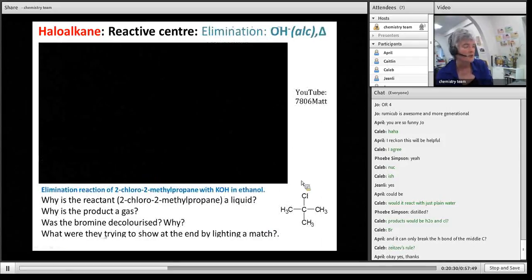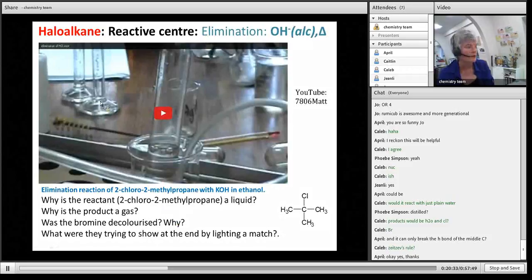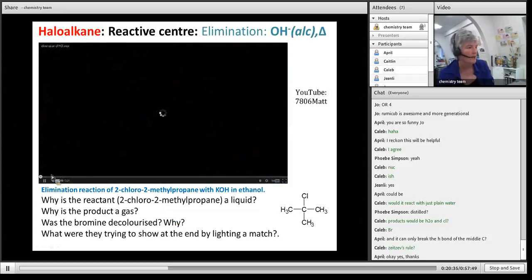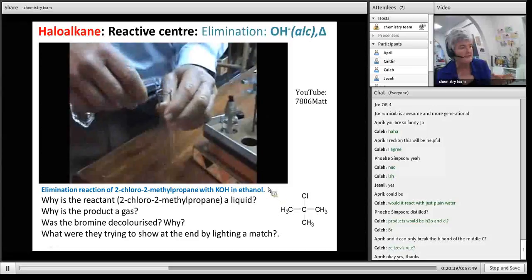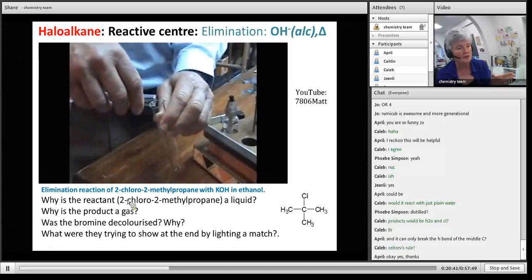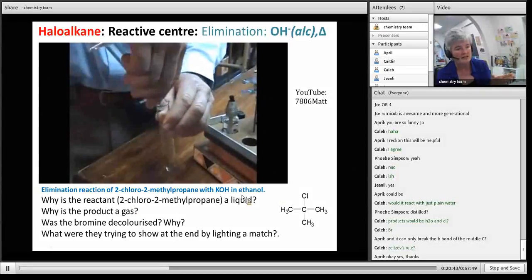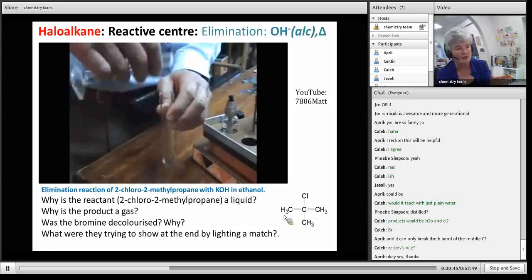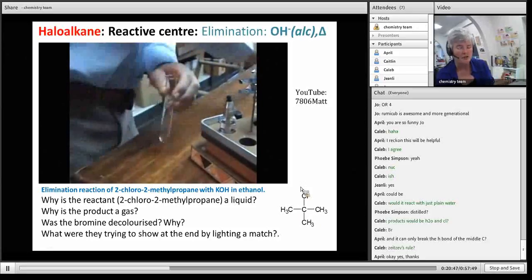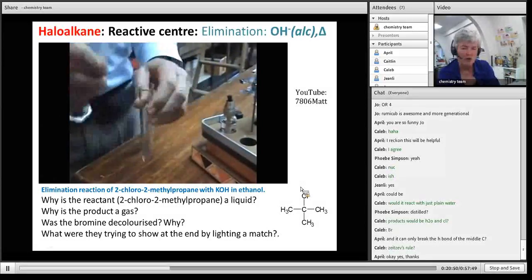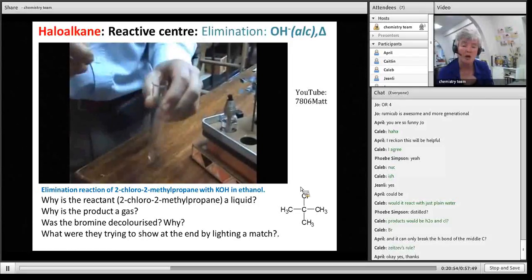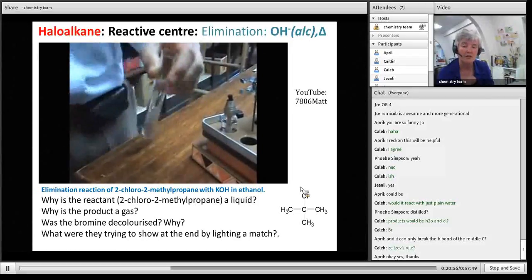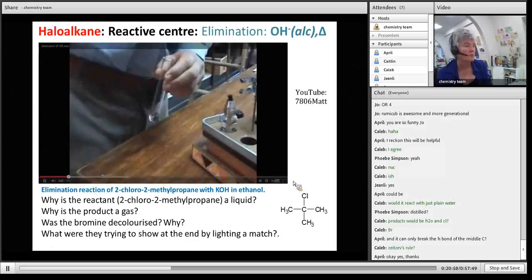Okay, so here's an example. We're not going to watch this whole thing, but can you see he's now pouring in a substance, 2-chloro-2-methyl-propane, and it's the substance over here. And it's a liquid. So when you're watching these reactions, ask yourself questions like, why is it a liquid? Why is that a gas? And so on. So I'm going to move a little bit further.